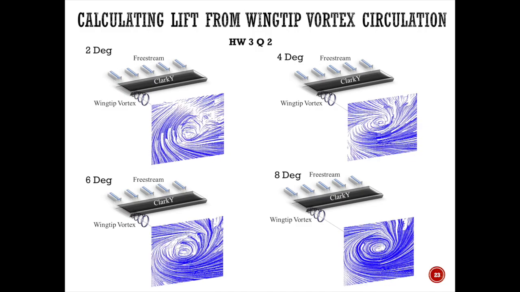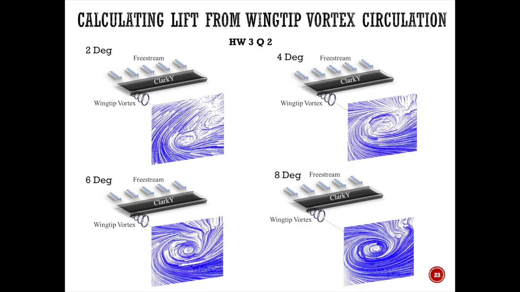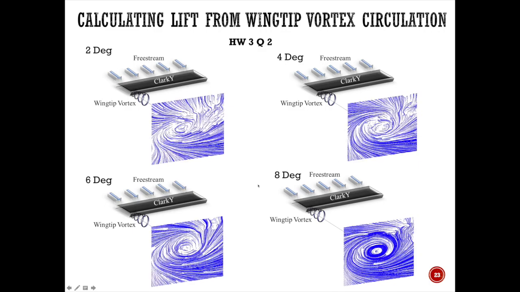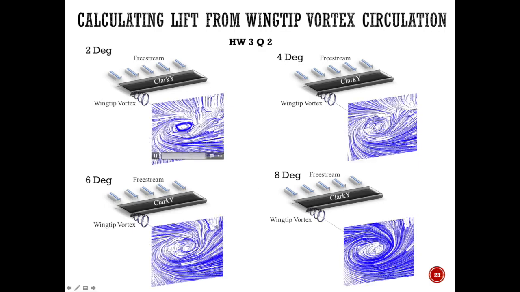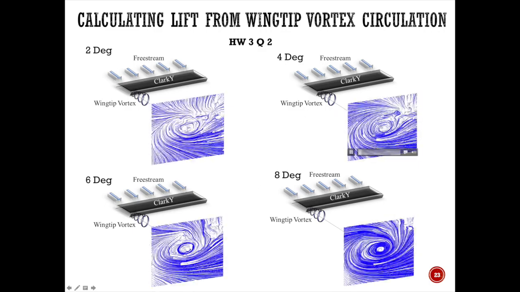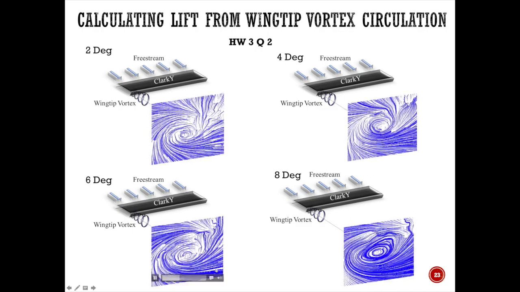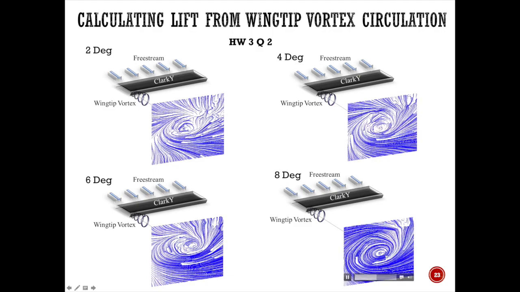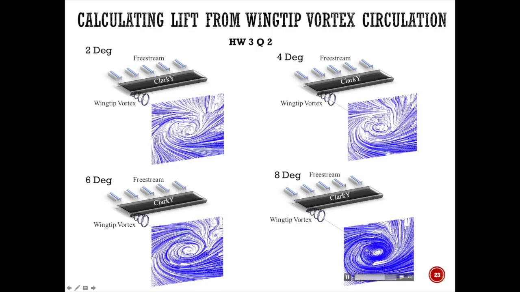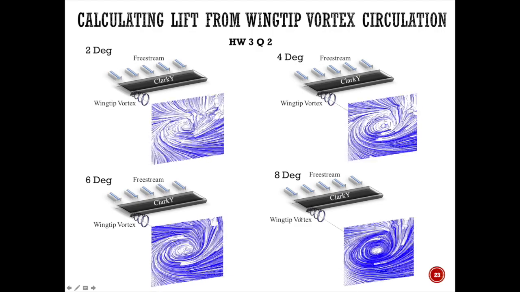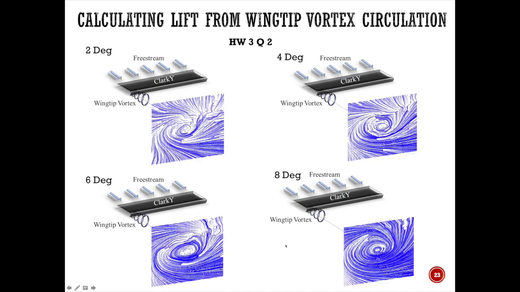At 2 degrees, you may see the wingtip vortex is not fully formed, right? At 4 degrees, it's kind of getting to this full circular shape. And by the time you go up to high angle of attack, you see this clear rotation of the wingtip vortex, right? So this is, again, pretty interesting. This is what you'll be having.